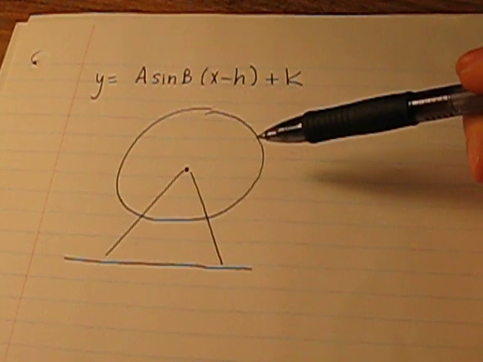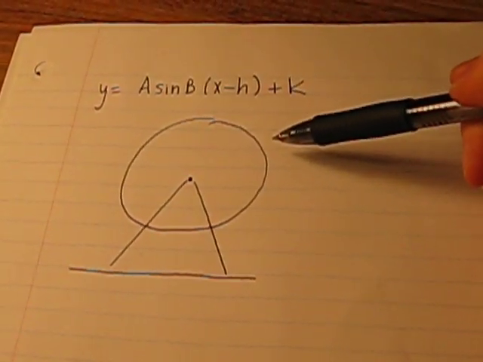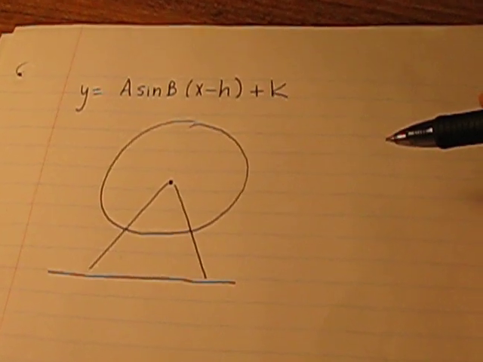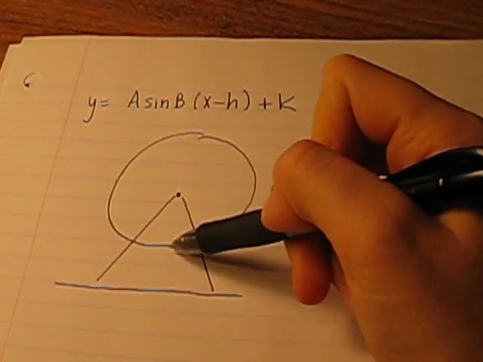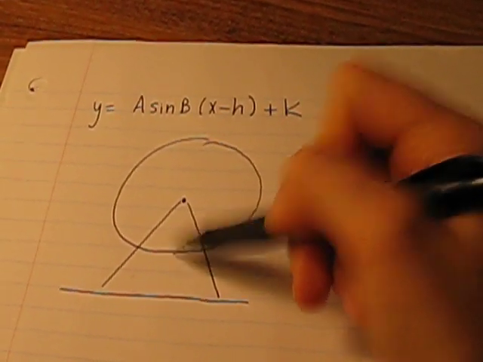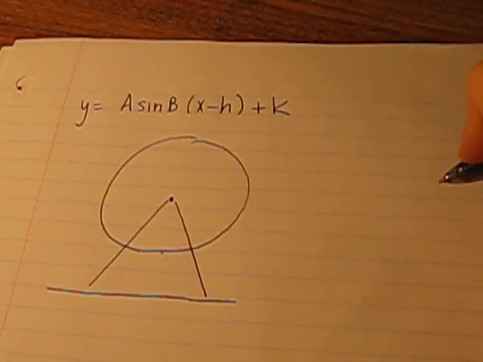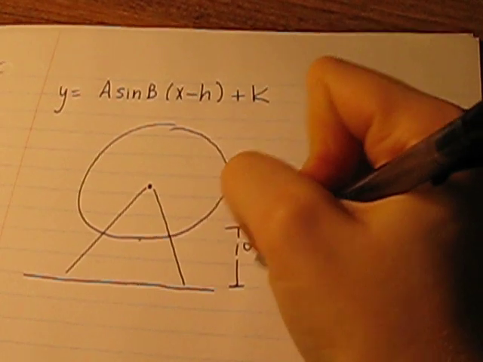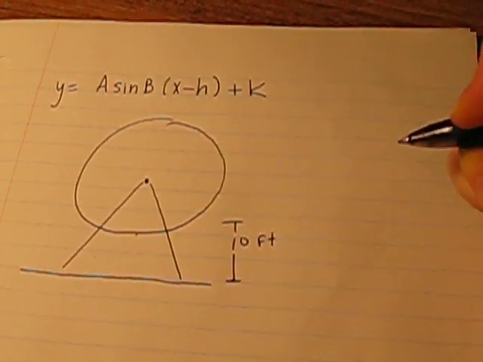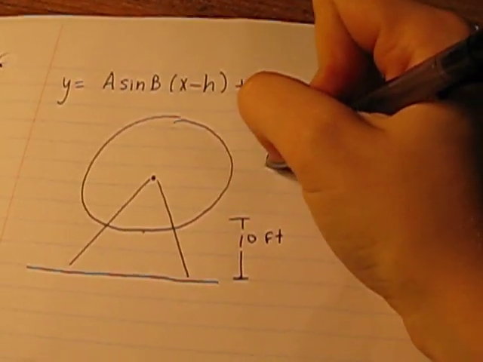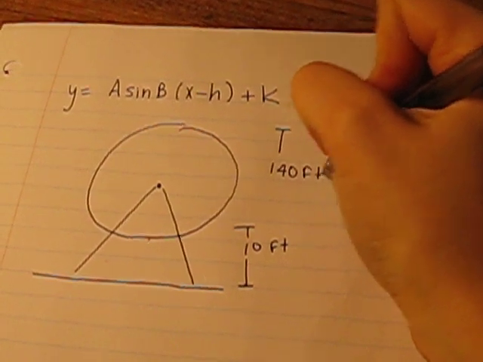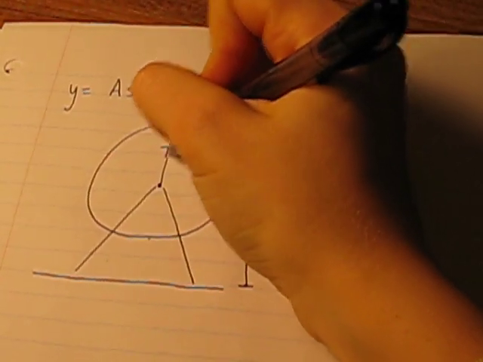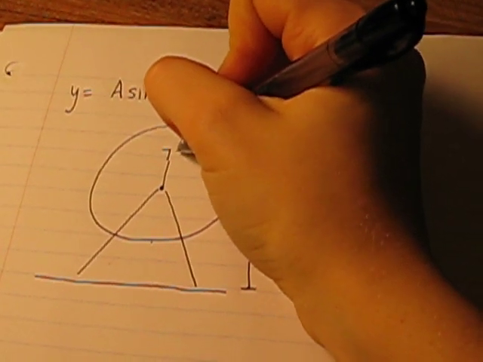Now, the first example is a Ferris wheel. I have to write a function that will show the height of a person starting off at the lowest point after t seconds. Here's what we know about the Ferris wheel. It's 10 feet off the ground. It's 140 feet tall, which means that the radius is 70 feet.